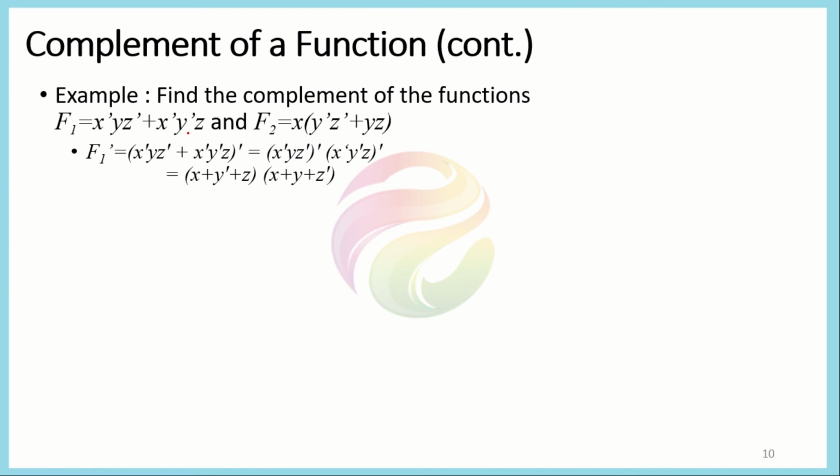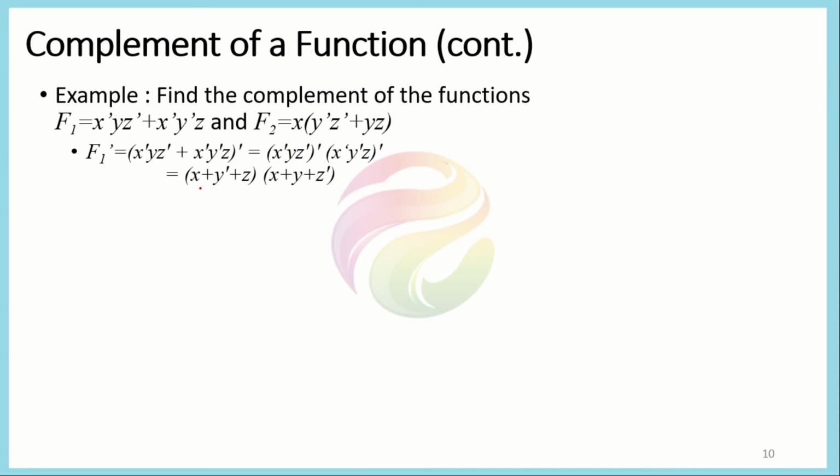First we will solve the first one. In the first one, if we take the complement of this function, we can call this whole term A and this whole term B. So the result would be A complement and B complement. Then we put the value of A here, which is X complement Y into Z complement, and from De Morgan's law we can write it like this.